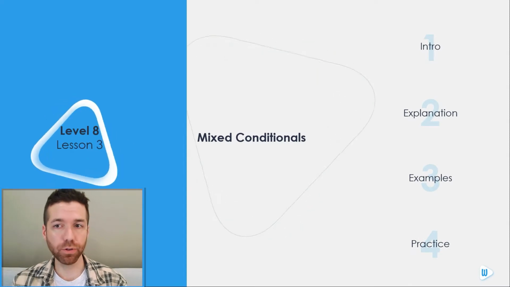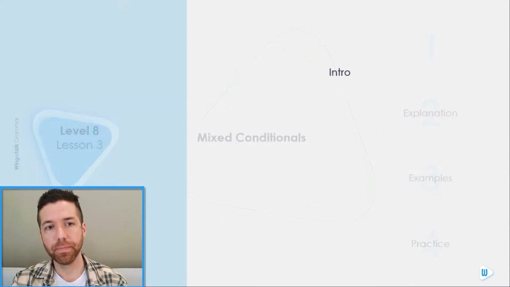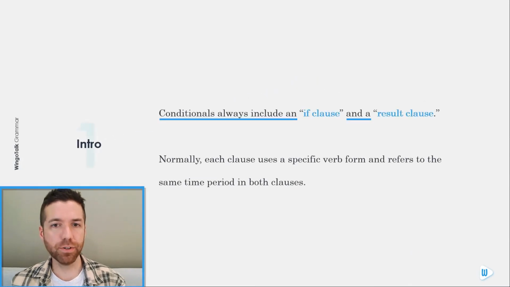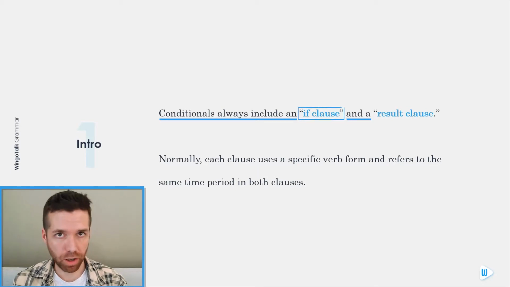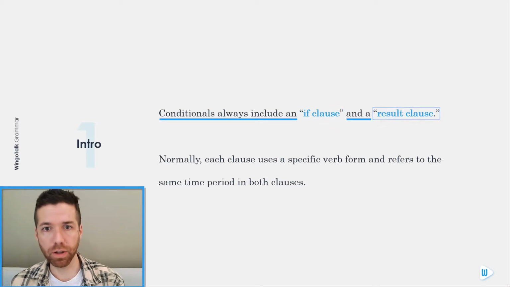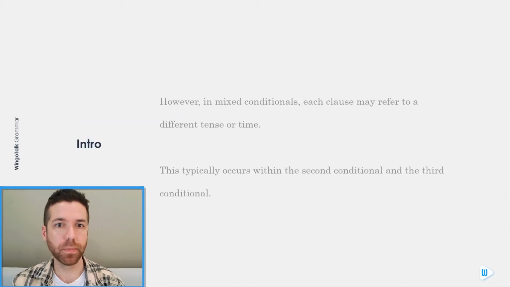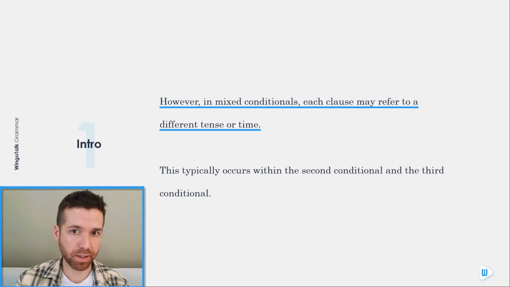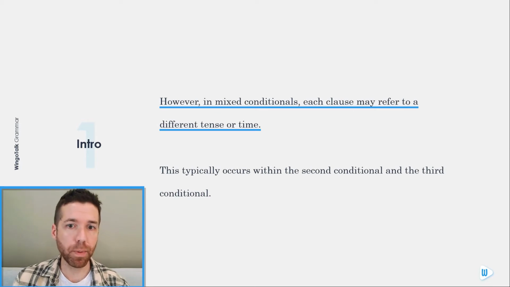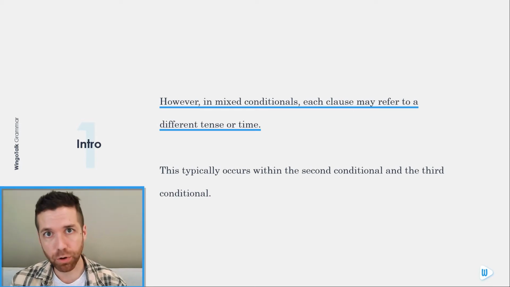Mixed conditionals. Conditionals always include an if clause and a result clause. Normally, each clause uses a specific verb form and refers to the same time period in both clauses. However, in mixed conditionals, each clause may refer to a different tense or time.